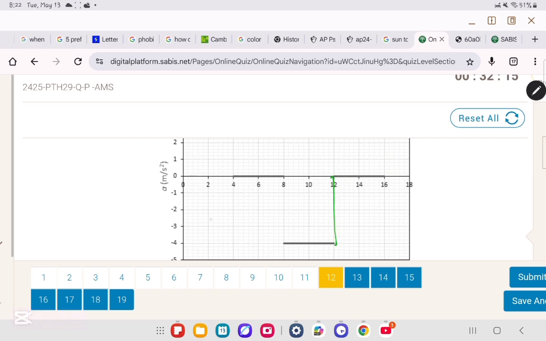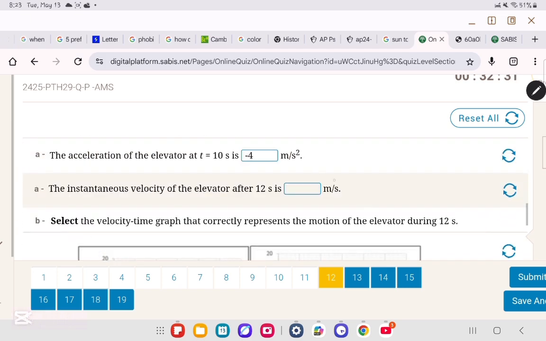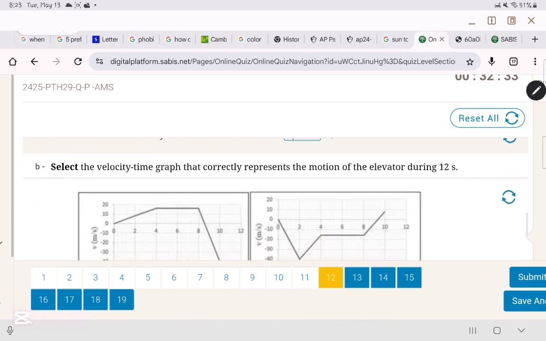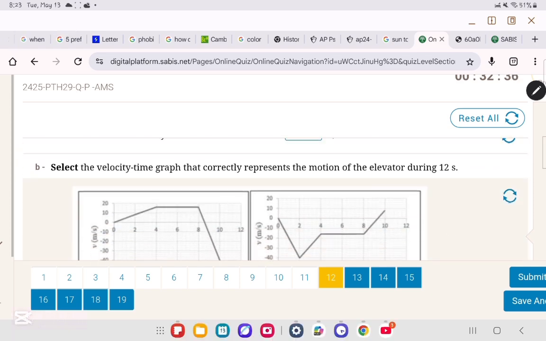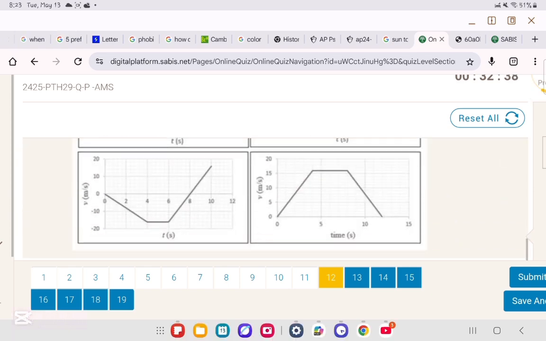So if 12 is -4, after 12 it's going to be until 16. So the difference in time is what? It is 4 seconds, okay? And the acceleration is what? It is 0 meters per second squared. So it's going to be 0 times 4, which is then 0. Very simply, 0. Now, select the velocity time graph that correctly represents the motion of the elevator during 12 seconds.